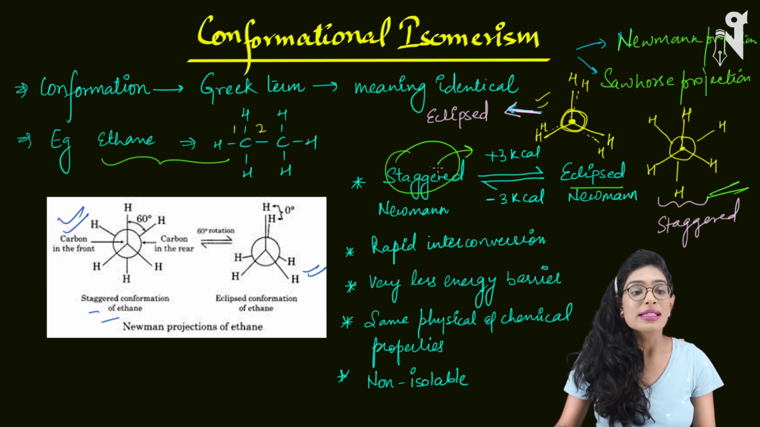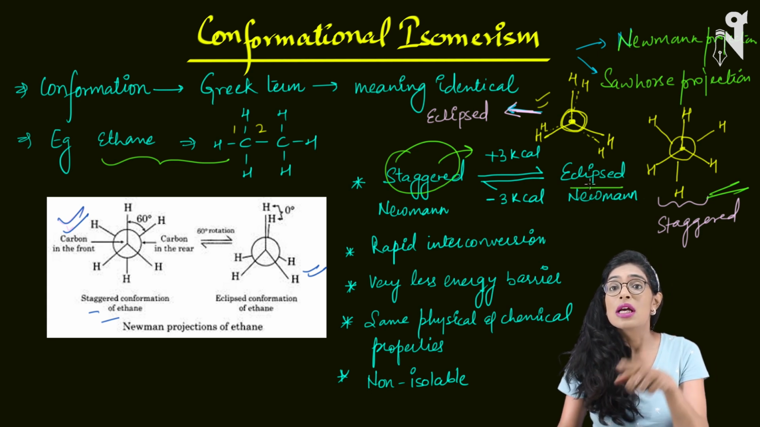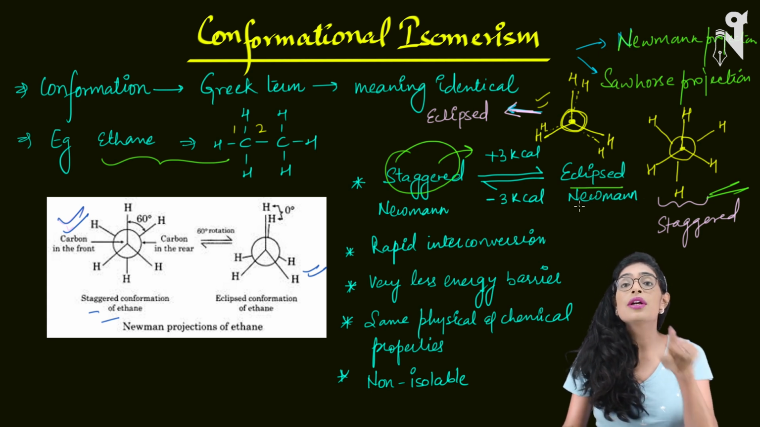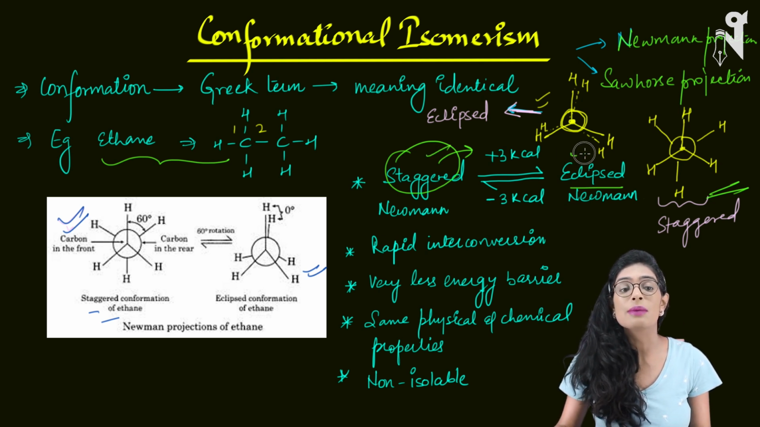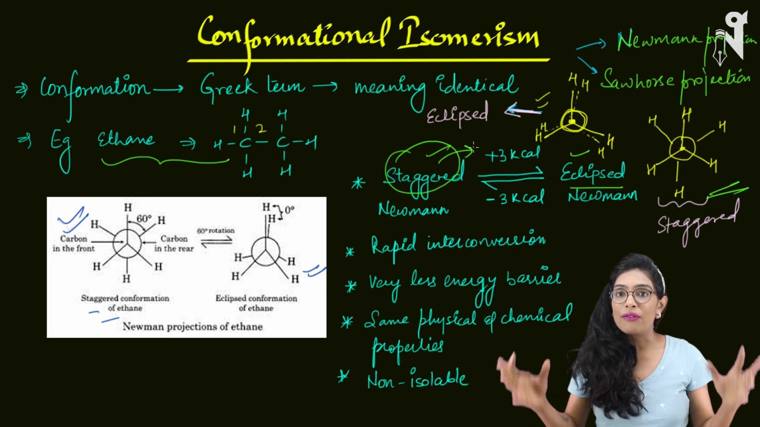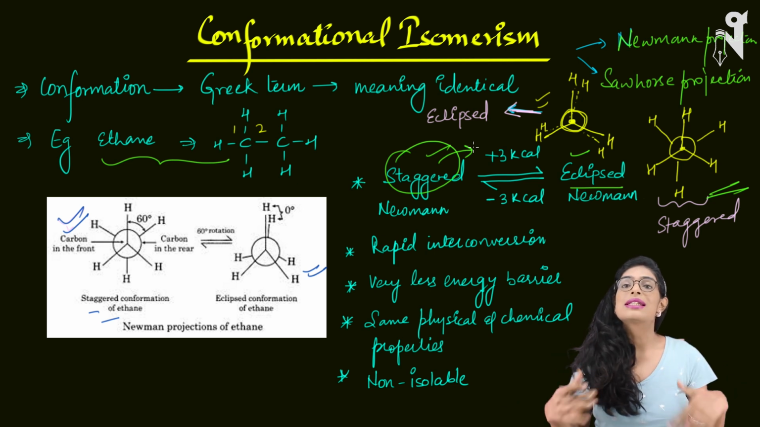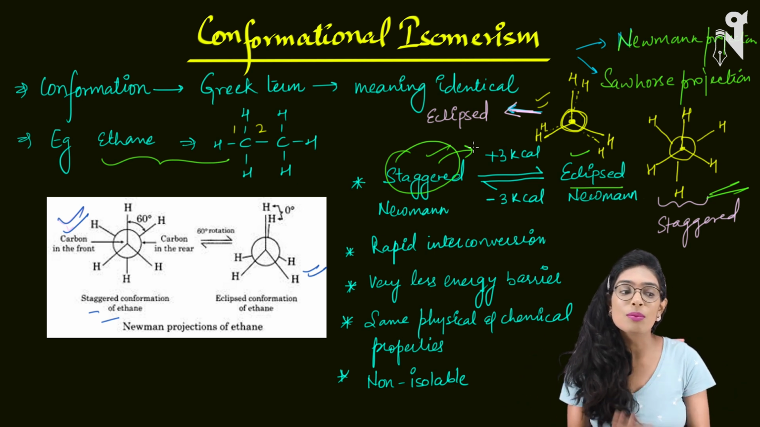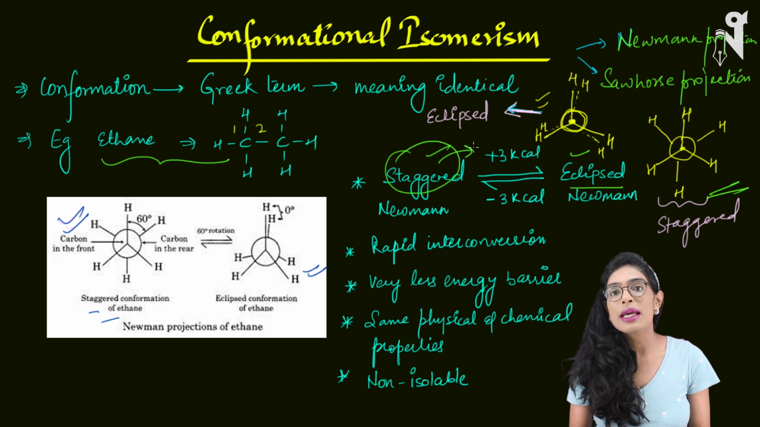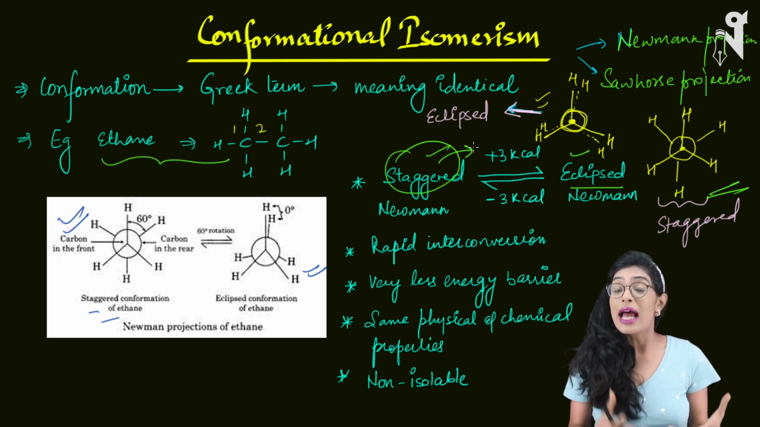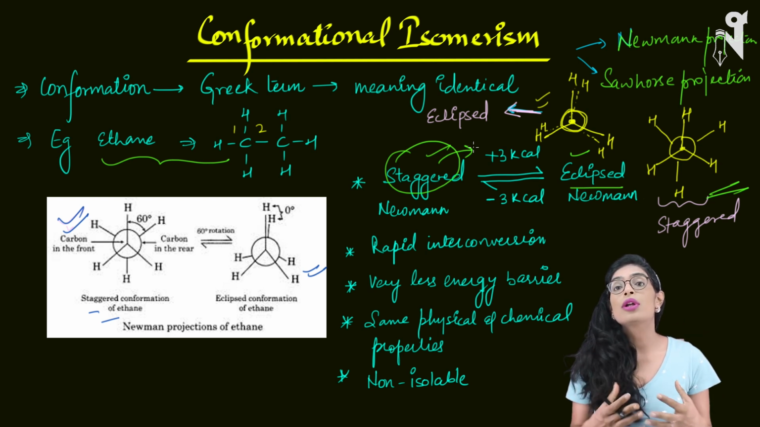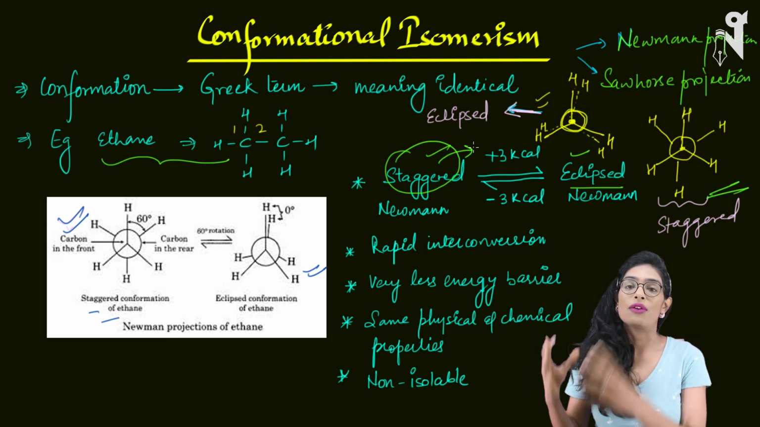So we can say staggered is gaining energy and becoming eclipsed. So basically moving from lower energy to higher energy. So here, if I have to compare the energy of staggered and eclipsed, what will happen? Eclipsed is less stable and staggered is more stable. So whenever we talk about ethane, or let's say a cylinder is filled with ethane, most of the molecules will be in the most stable form of it, that is staggered. So most of the ethane molecules will be found in the staggered conformation.